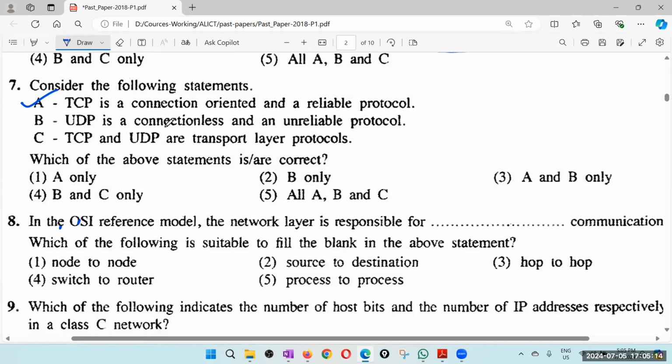UDP, user datagram protocol, is a connectionless and unreliable or less reliable protocol. Correct. TCP and UDP are transport layer protocols. Yes. Remember, IP is network layer. TCP or UDP, both are in transport layer. Every application uses either TCP or UDP. No application uses both. But every application uses IP from the network layer, and from the transport layer it uses either TCP or UDP. But most of the applications use TCP, like HTTP, FTP, SMTP. They need reliability. Only a few applications use UDP, like DNS.